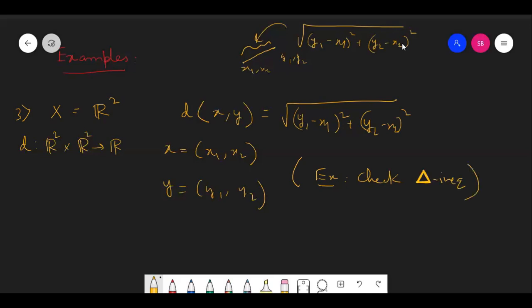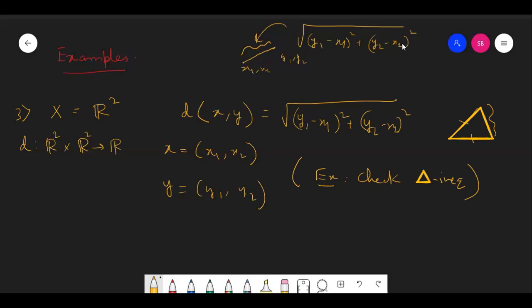But it should be intuitively clear that it is a valid form of distance, because geometrically it is like a triangle, and so it will obviously satisfy the triangle inequality. The sum of these two will be greater than or equal to this. So this way we can define a metric on R square.